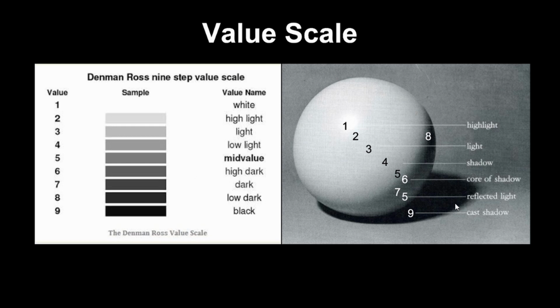And you can see over here on this diagram, we have our highlight, light, shadow, core shadow, reflected light, and cast shadow again. And you can think about how using these different values, we can use them in this drawing to even fill in the blanks. That highlight's going to be maybe 1. Our core shadow might be a nice dark 8. So when we're looking out at our still life, we're trying to find those different values. We're trying to find those different categories of light.